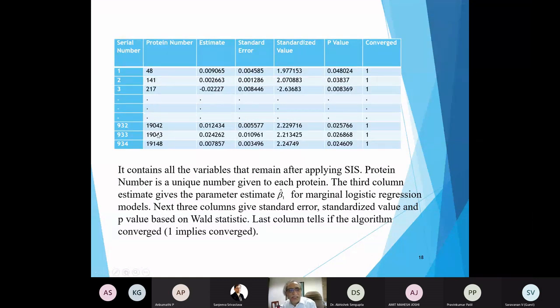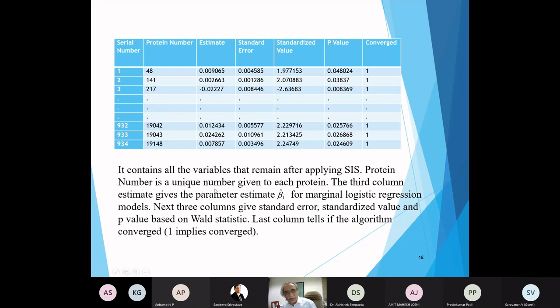So all of these are the corresponding parameter estimates. These are the standard errors. These are the standardized values. For example, this value is obtained by dividing this by this, and you will get this. And this is the corresponding p-value. Again, time does not permit me to tell you what the p-value is and how it is to be interpreted. That's why I'm rushing through it. Whatever I just told you orally is mentioned here, so let me not go over it again.